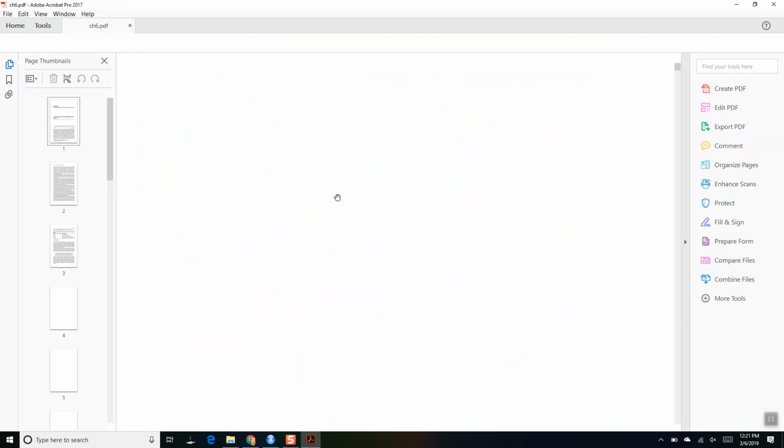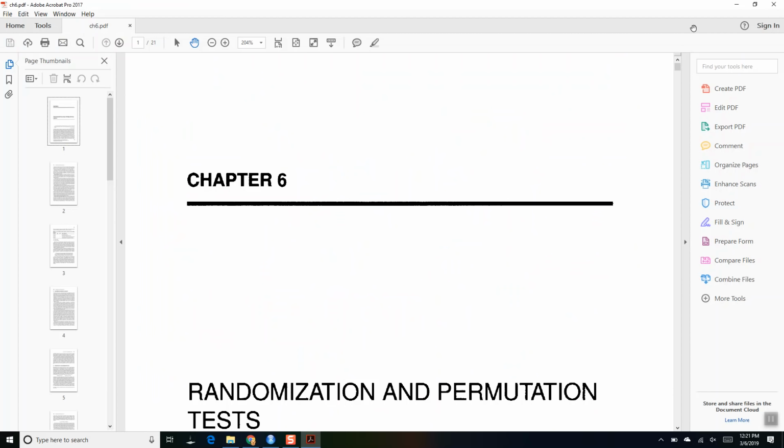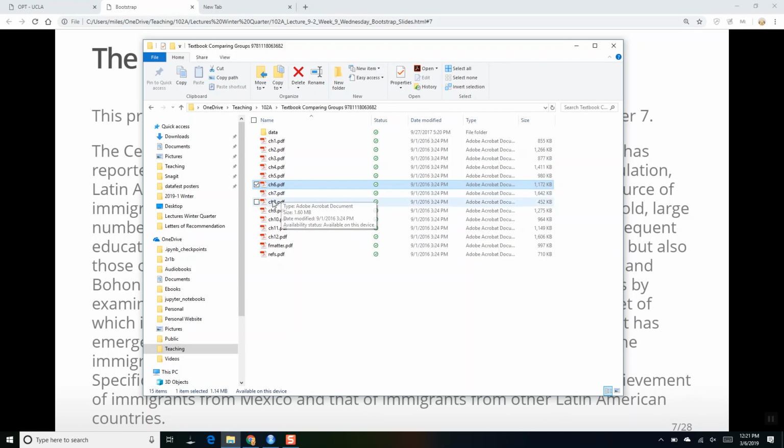It's available free via the link. And we're doing randomization. This is chapter 7, the bootstrap.